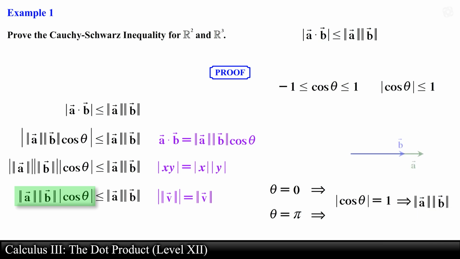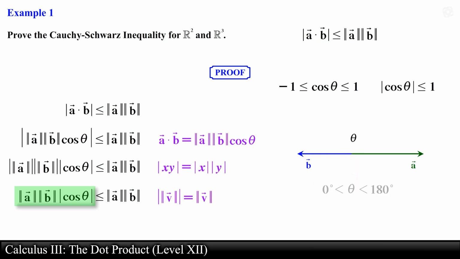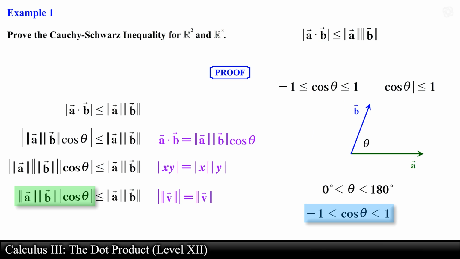This makes sense since vector A and vector B are parallel, and the dot product reduces to direct multiplication of the vectors' magnitudes. These are the angles for which the dot product is a maximum, when theta equals 0, and a minimum, when theta equals pi. Now, for the case when theta is between 0 and pi, the absolute value of cosine of theta will always be a number between -1 and +1.